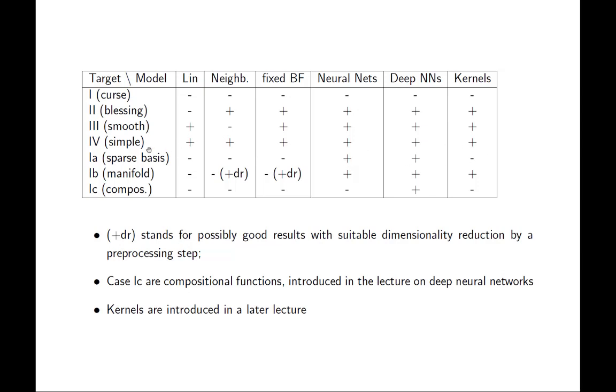Then we have 1a, so the situation, high input space, but small smoothness. So linear functions cannot exploit that, neighborhood functions cannot exploit that, fixed basis function approaches cannot exploit that, but neural networks can sort of find the right basis by adapting the neurons in the neural network, and similar with deep neural networks, and kernels also cannot really exploit that necessarily very well.